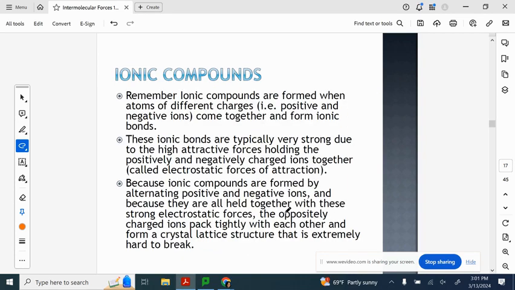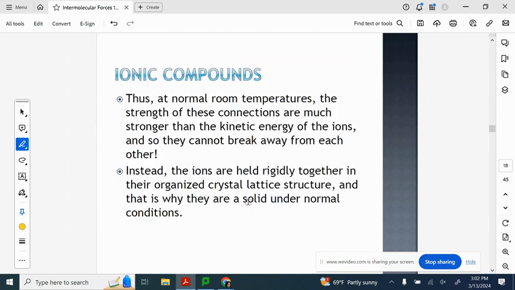All right. Don't write this down. You already know about ionic bonds. You know that ionic bonds have positive and negative charges around them. When they do that, they form that crystal lattice structure. So that causes them to be really strong. And at normal room temperatures, that's what makes them solid. So they're solid under normal conditions. So ionic compounds are solids.